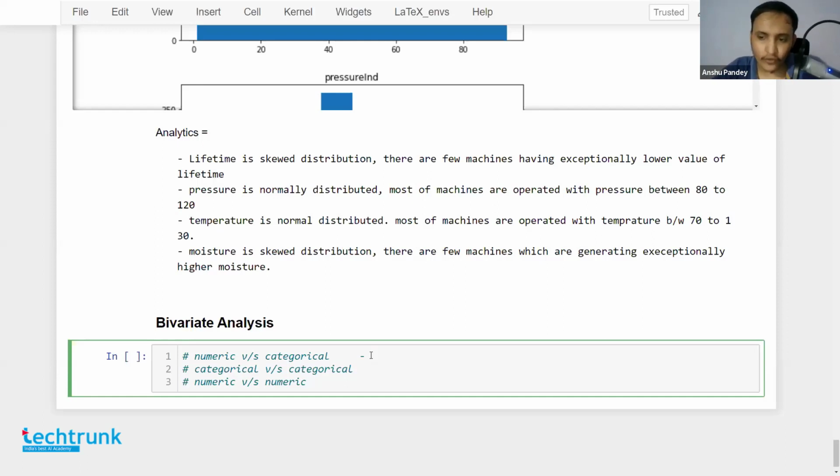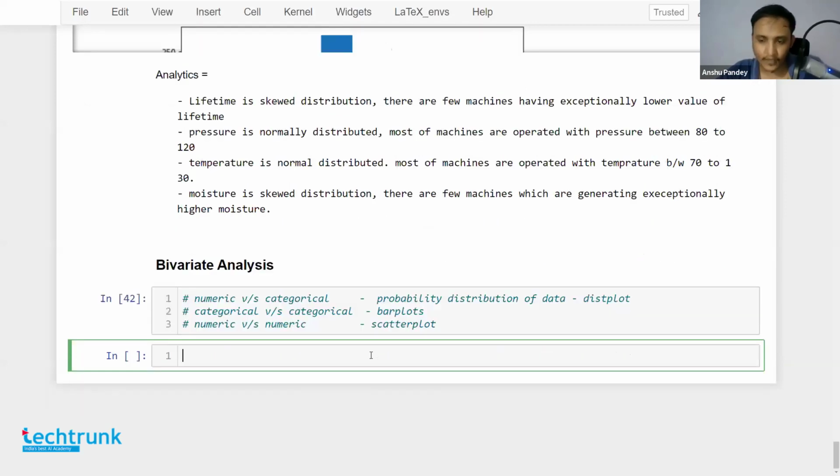Whenever you have to compare a numeric versus categorical, one way to look at it is the probability distribution of data, and we simply call it a dist plot. Whenever you want to compare categorical versus categorical, one way you can do it is bar plots. For numeric versus numeric, you can do a scatter plot comparison. So these are the multiple options available.